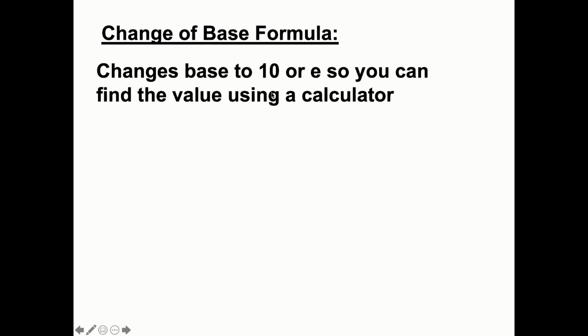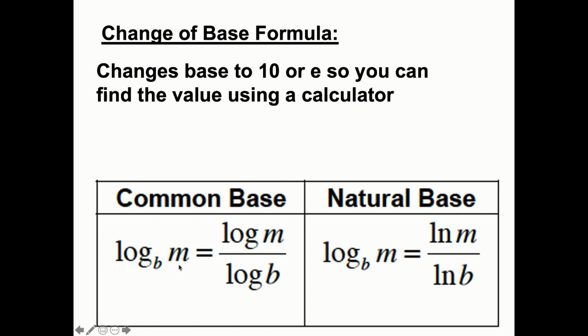The change of base formula is when you're changing a base to 10 or e so we can find the value using our calculator. Now your TI calculator has a math log base button, but you may not have the ability to do that. So what they did is whenever you had a base that was not a common number, you could rewrite it as log of m divided by log of b. It ends up, that's equivalent. Or if you wanted to, you could do the natural log of m over the natural log of b. You'll end up getting the same answer.